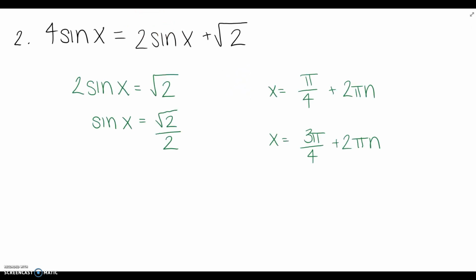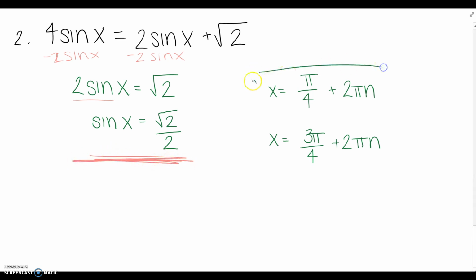Alright, so this one's a little bit different because you have 4 sine and 2 sine, so hopefully you did the correct first step of subtracting 2 sine. If you have 4 sines and you subtract 2, you're left with 2. And then you divide by 2, and notice your answer is just positive. There is no negative, so you only have 2 answers, because there's only 2 spots on the unit circle when sine is equal to root 2 over 2, and that's at pi over 4 and 3 pi over 4. And then because this is supposed to represent all possible values of x, we add 2 pi n. And that's it.